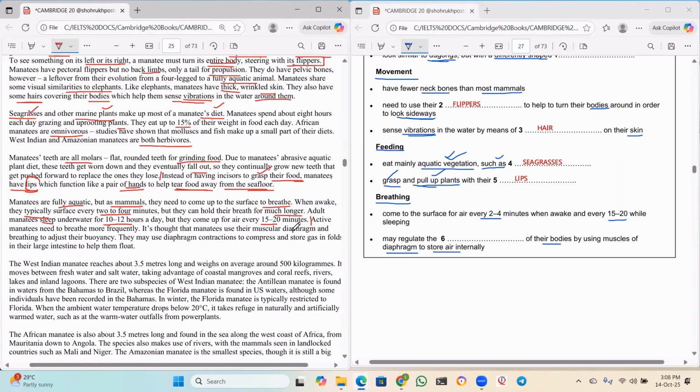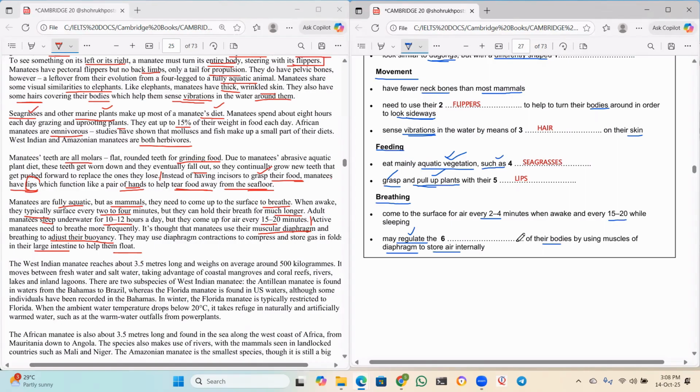Okay. Now, active manatees need to breathe more frequently. It's thought that manatees use their muscular diaphragm and breathing to adjust their buoyancy. They may use diaphragm contractions to compress and store gas in folds in their large intestine to help them float. Okay. Now, what is the keyword here, guys, in the question? May regulate the dash. Regulate. Yes, regulating is the keyword.